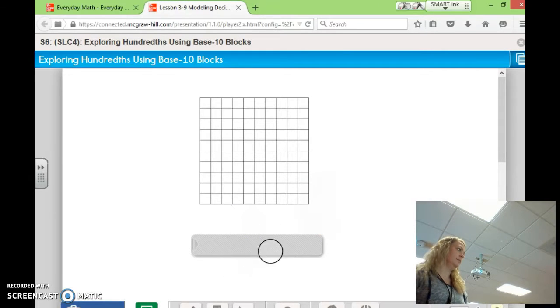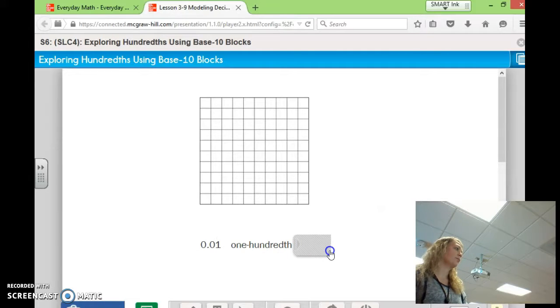So now we have this number grid, and this is showing 100. Do you know how many squares there are on this number grid? 10 across, 10 down. Is there 100? So there'd be 100. So to show 100, how many would I have to color in? 1. All right, so I'm going to do that right down here.